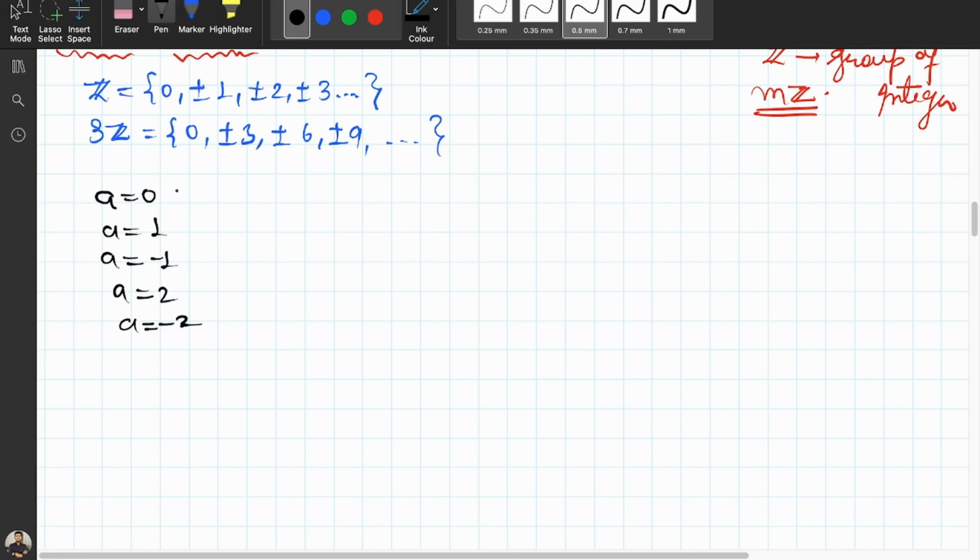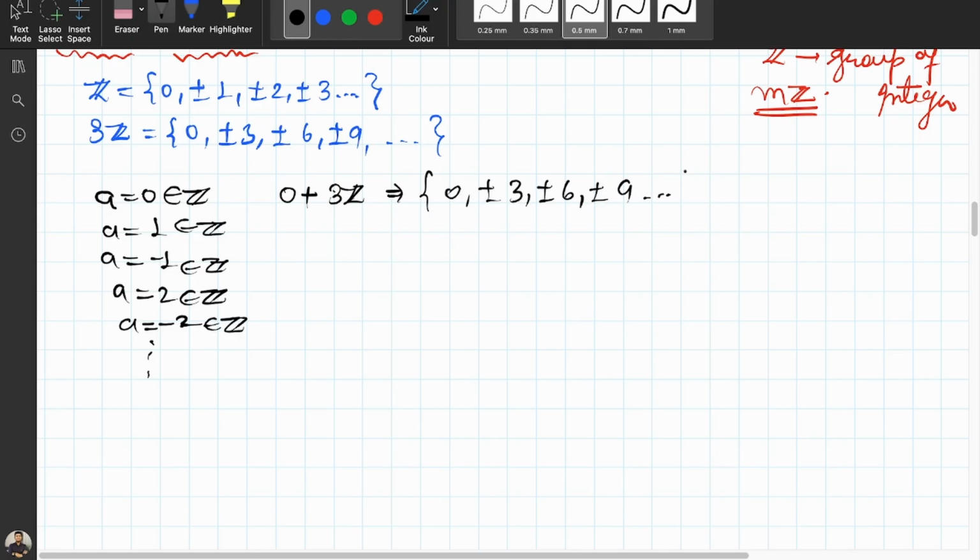All are belonging from this particular. So I'll take simply 0 plus H, meaning 0 plus 3Z. That is 0, plus minus 3, plus minus 6. Then 1 plus 3Z. Now what about this? Simply 1 plus minus 2. I'm also taking that addition also. So from here, it is simply minus 2, then 4, 7, minus 5.